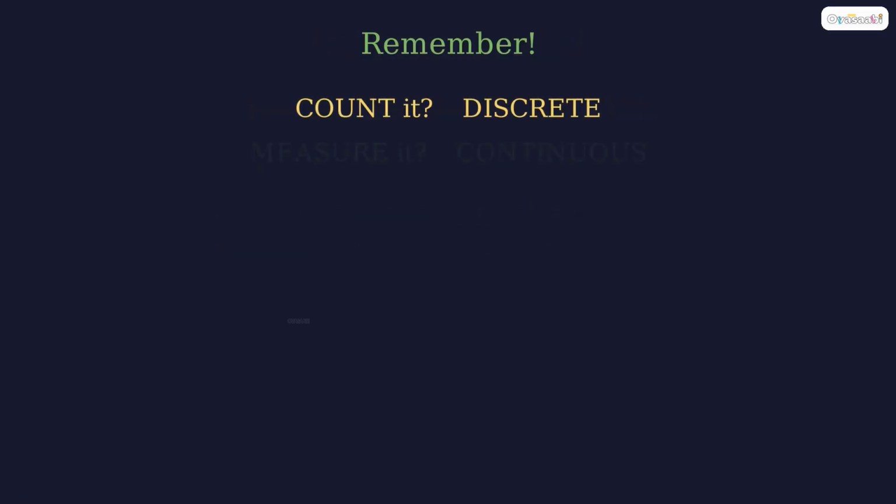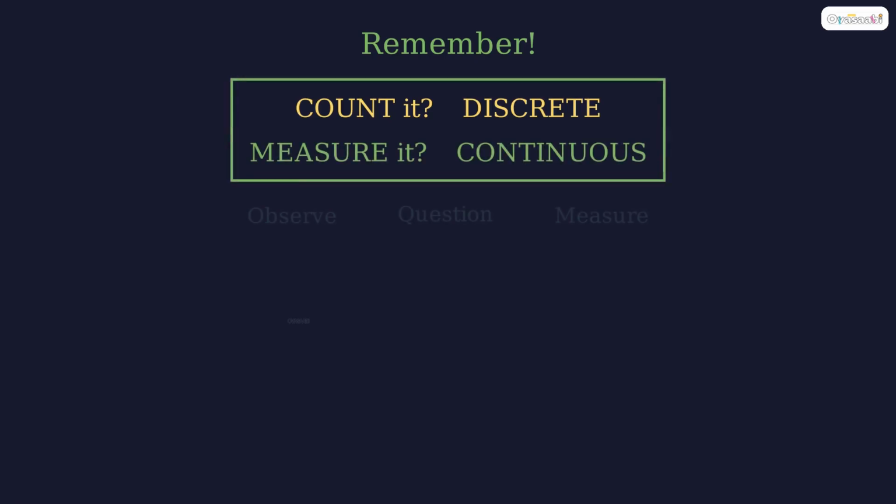Remember this trick. If you count it, it is discrete. If you measure it, it is continuous. Collect data by observing, questioning, or measuring.